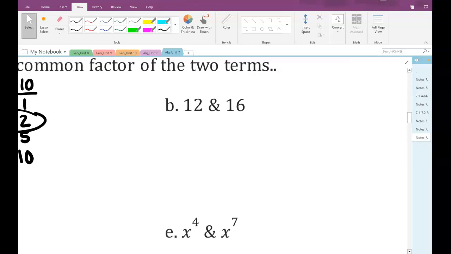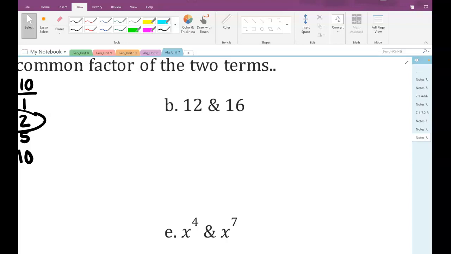All right, now if we do 12 and 16. Why am I writing GCF? Because that's our greatest common factor. What? Why are we doing a lesson again? We're not. This is the first time we've talked about it.